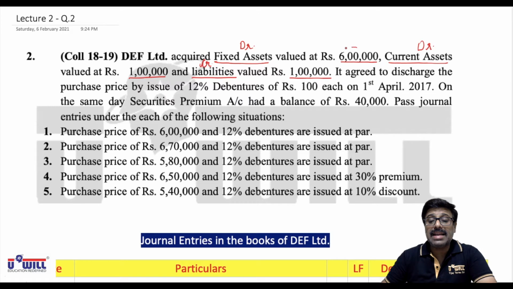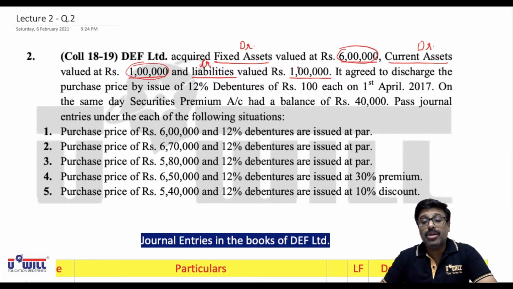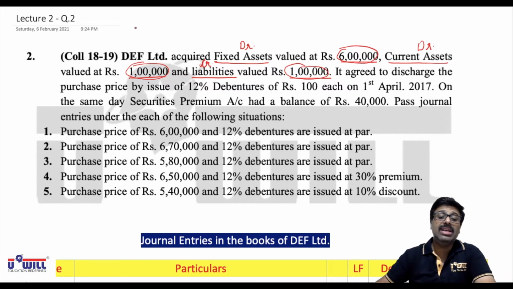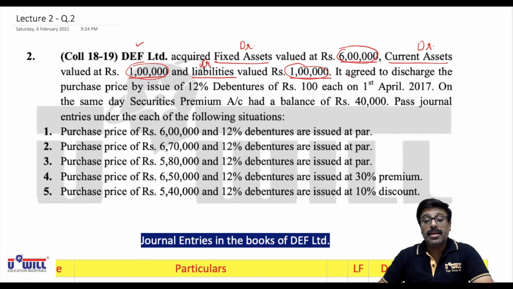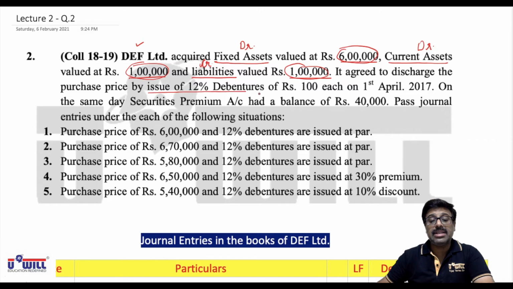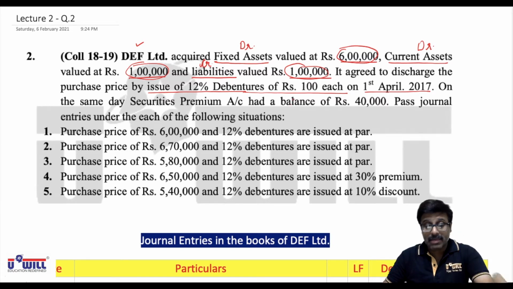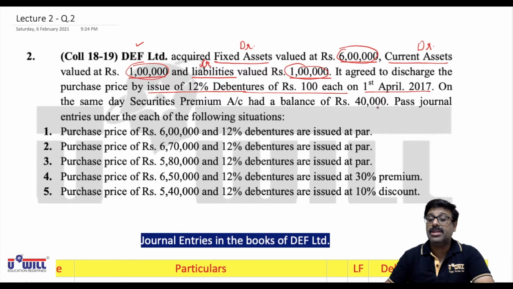Now 6 lakhs plus 1 lakh, you are getting assets of 7 lakh, and you are getting a liability of 1 lakh, means 7 minus 1. You must be paying what amount to DEF Limited? 6 lakhs. It is agreed to discharge the purchase price by issue of 12% debentures of rupees 100 each, and date is given also on 1st April 2017. So this is issue of debentures for consideration other than cash. You are settling the purchase consideration by giving debentures, but what you are getting is assets and liabilities.